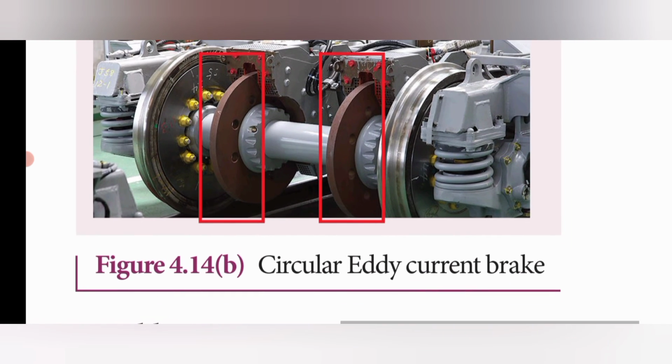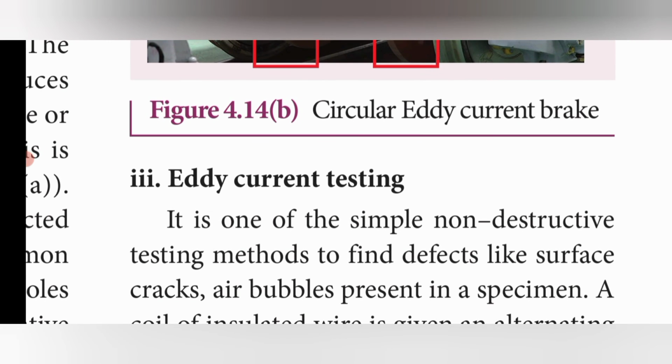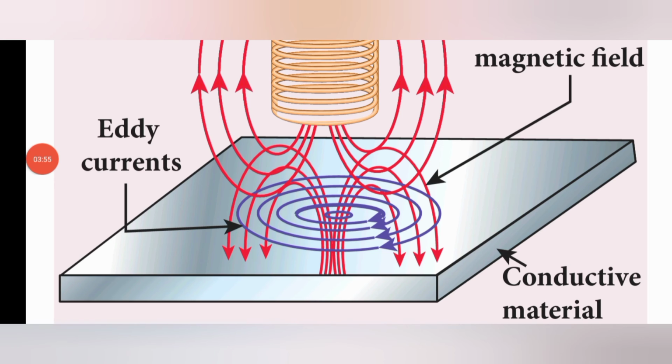And the third application is eddy current testing. In this testing we put a conductive material, called a specimen, and we have to find any defects on the surface of this conductive specimen. The defects are cracks and air bubbles present in the specimen.